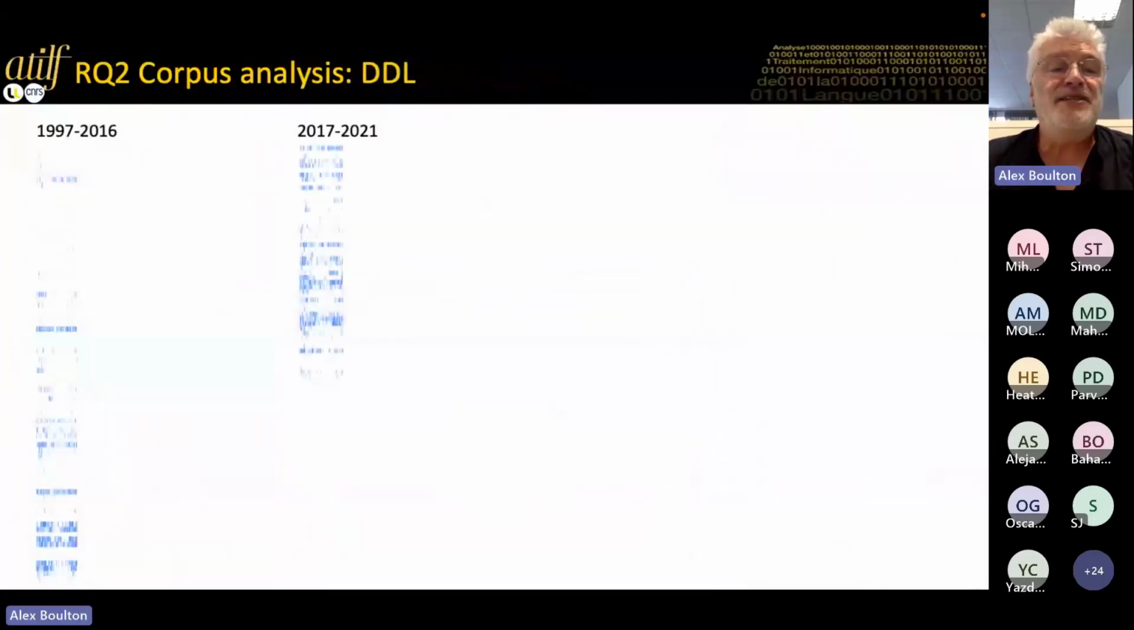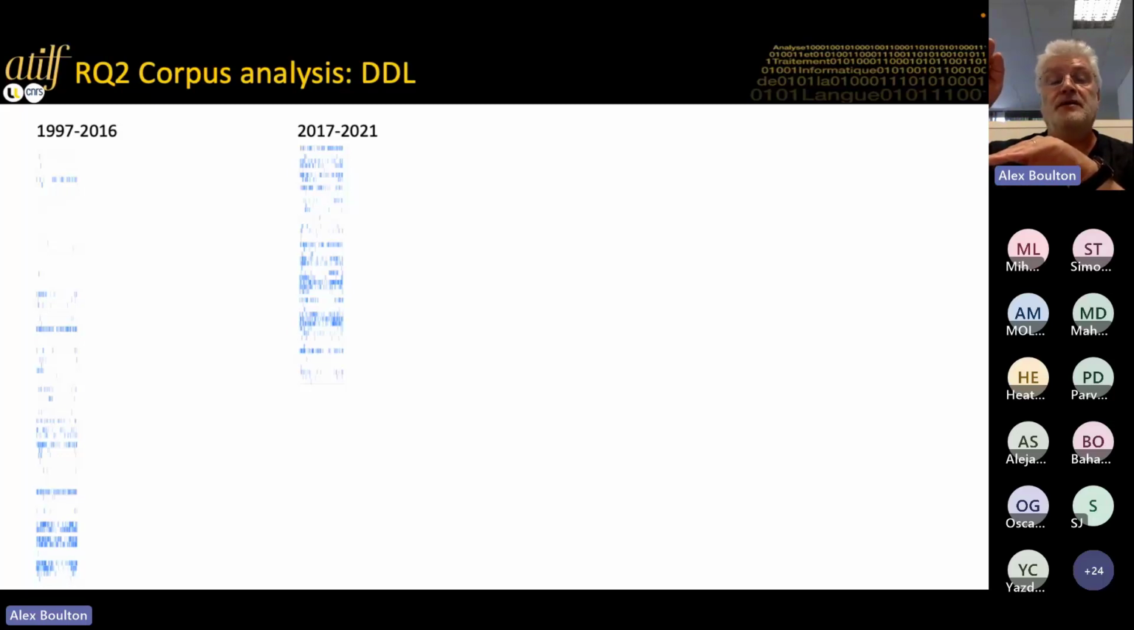So this is the identity of DDL, how it's evolved over time. This is not very big, and it won't be very easy to see. Basically, you've got a lot of lines. Each line is one paper in our corpus. That's why on the left, the whole set of lines is about 100. And under 2017 to 2021, it's about half as big.